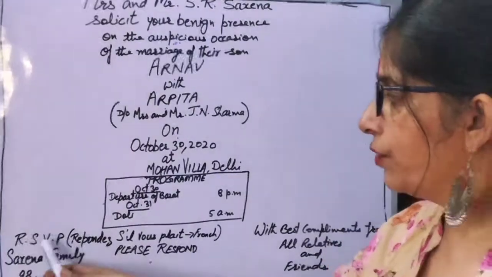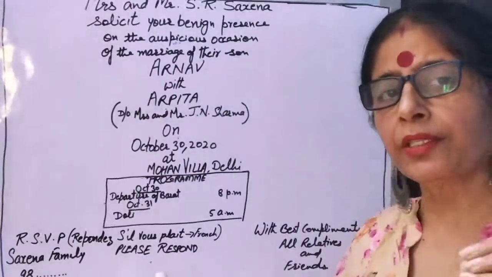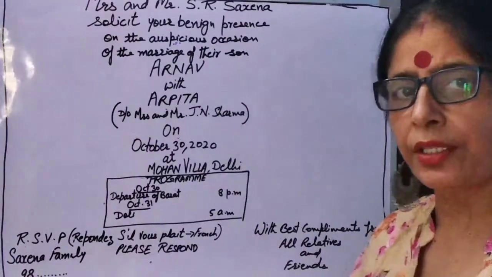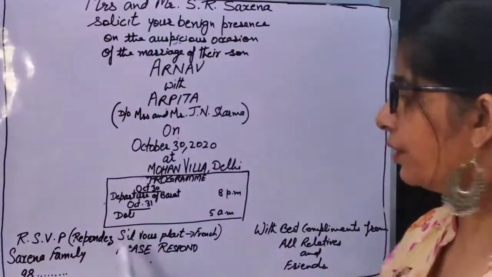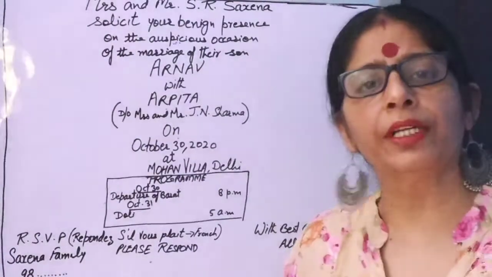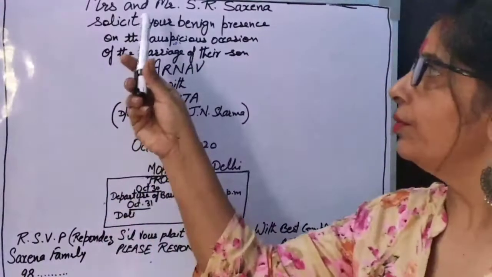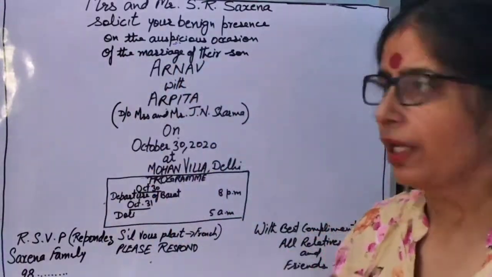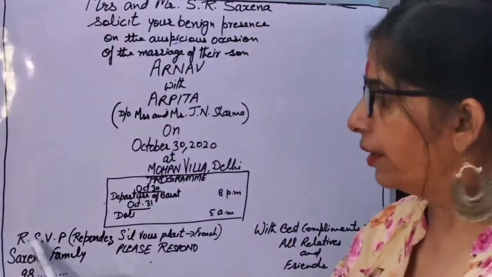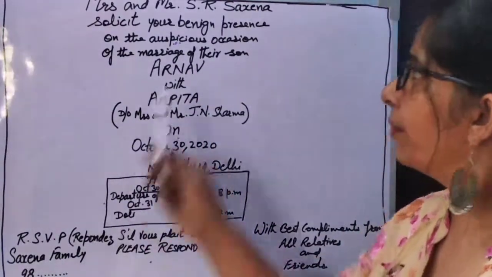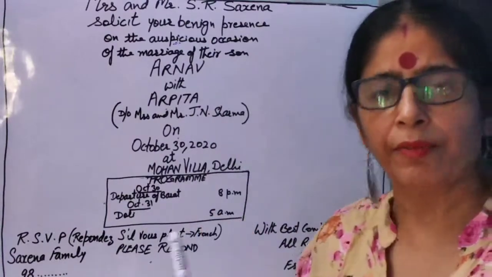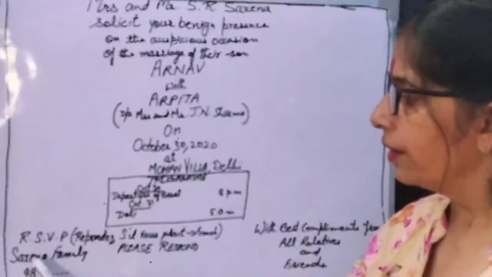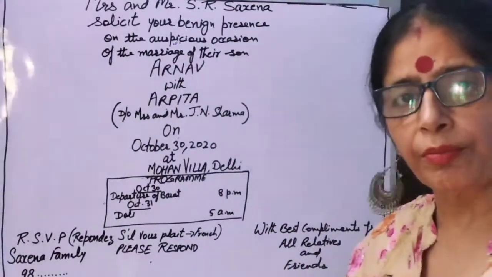So that's why RSVP. Why I'm giving this explanation, this detail, is to explain what is the meaning. Meaning is please respond. Who is now waiting for the response? Naturally the person who is inviting, because he has to arrange all the rooms and everything. So that's why you will be writing RSVP Saxena family, because Saxena is inviting. So RSVP Saxena family, and then phone number.